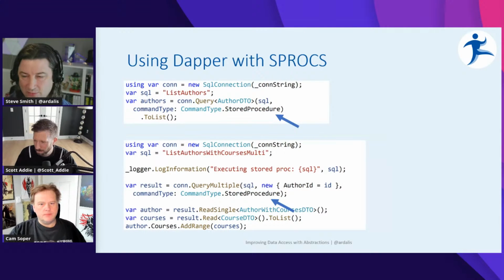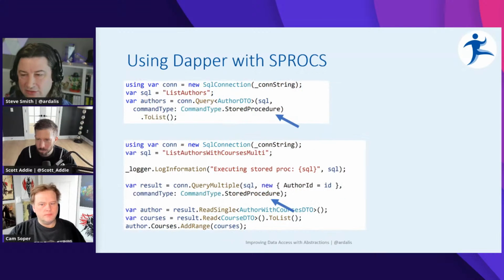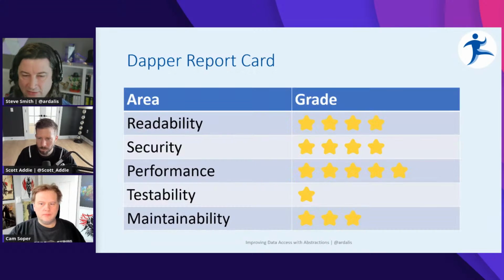So here it is with stored procedures, just as a comparison. The only thing that's changing here is here's the query and here's the stored proc. And then this is sort of a report card for Dapper. It's much more readable because it's much shorter. There's not as much to copy paste. It is generally more secure by default, still very fast, still not very testable from a unit testability standpoint. And maintainability is about the same.